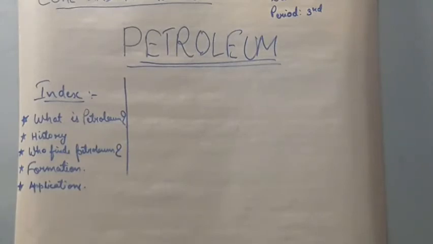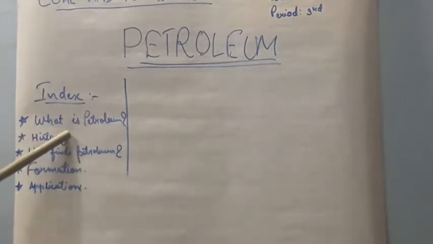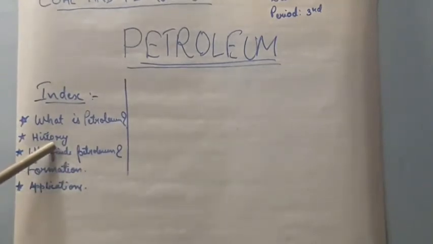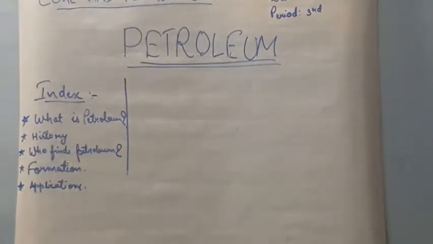So in today's class we will go through these many points. First, what is petroleum? We will learn what is petroleum. Then we will learn a bit of history of petroleum, how it was started, why it was started, like that. Then there are few special names given to the persons who find out petroleum. So we will find what they are called. Then we will see the process of formation of petroleum, okay. Then we will see some important major products or applications of petroleum. These are the topics which we are going to cover in this class today.